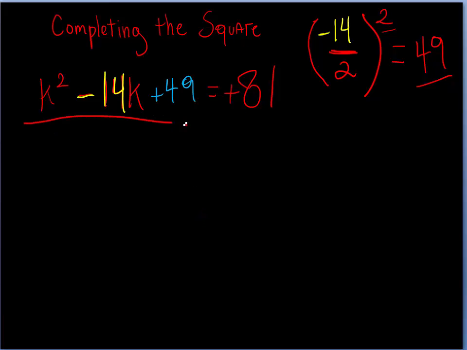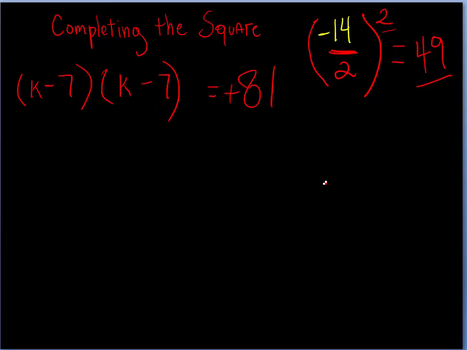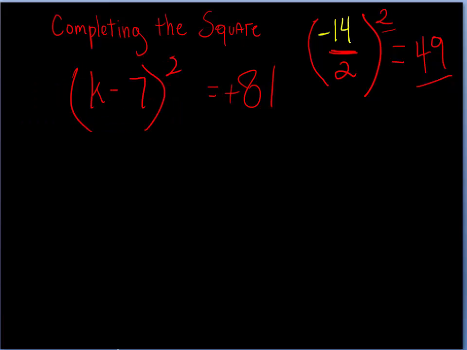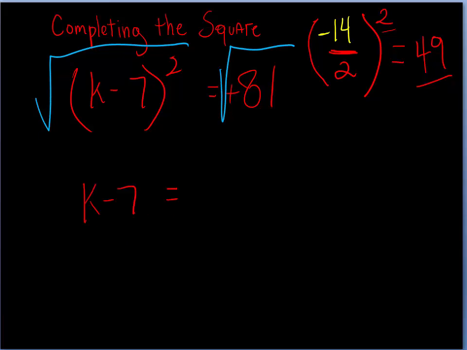Now we factor the left side. It should factor to k minus 7 times k minus 7. Rewrite the left side as k minus 7 squared. Now that you've rewritten that, take the square root of both sides. The left side will simplify to k minus 7. The right side will simplify to plus or minus 9.